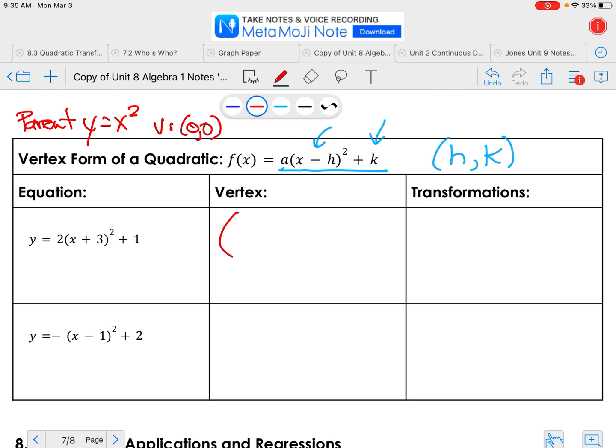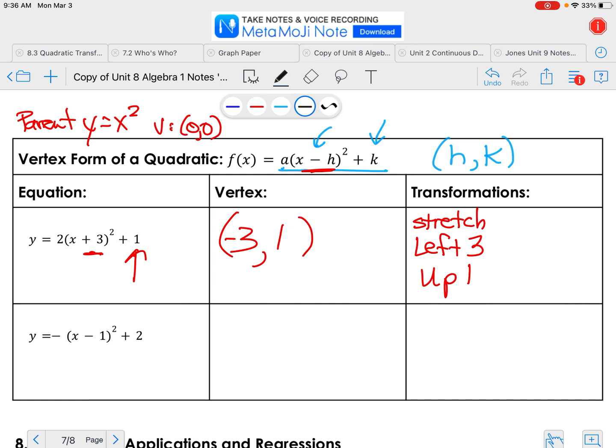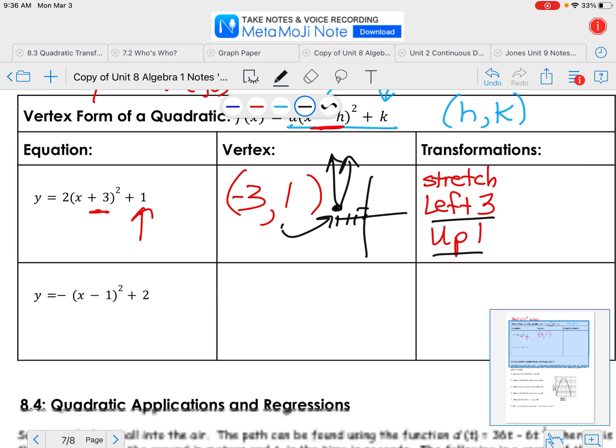So this one, the vertex is the opposite of what's in parentheses, so -3, and then it's this number for the y value, +1. The transformations that took place were a stretch, left 3 and up 1. Do you see how if I took that parent function and I went left 3 and up 1, then where's my vertex? -3, 1. Left 3, up 1, -3, 1. So they're closely related.